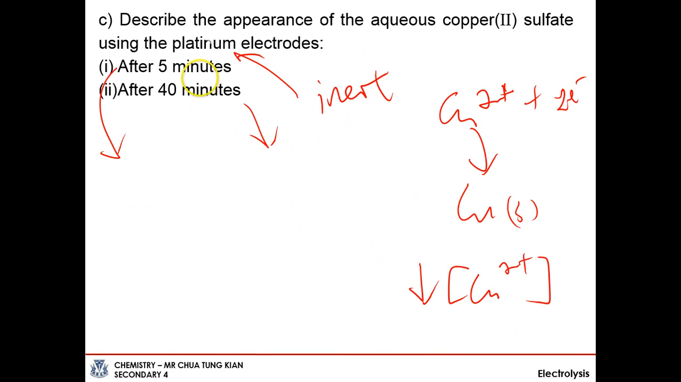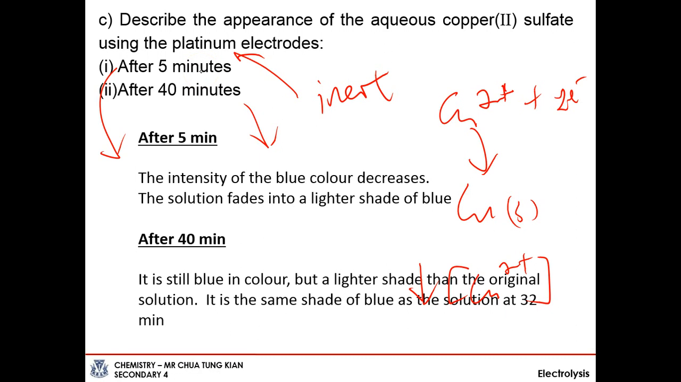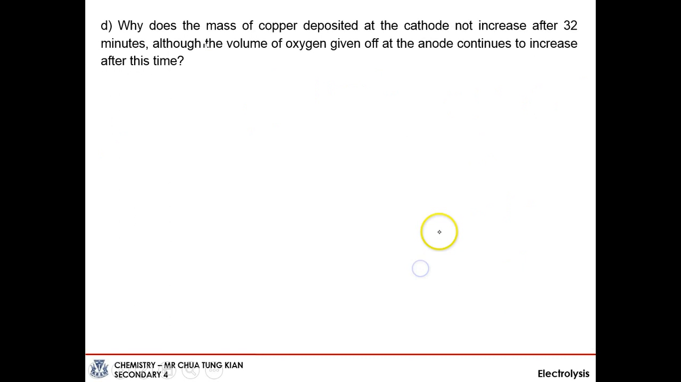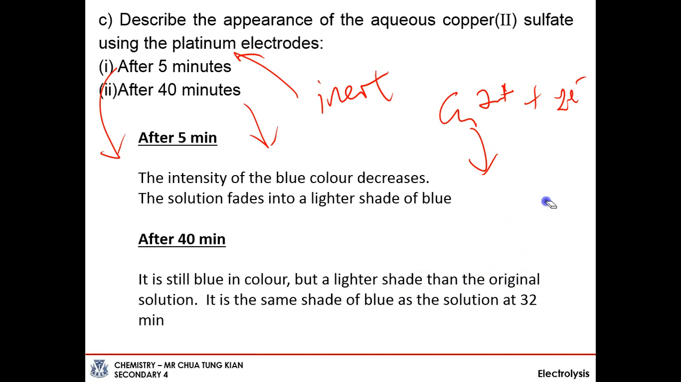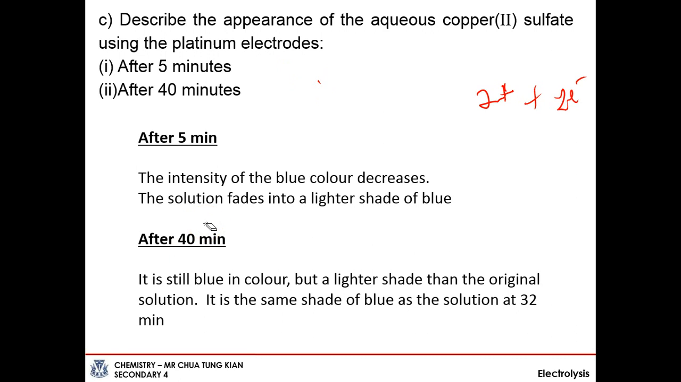So at 5 minutes, it will be a lighter shade of blue. And at 40 minutes, it is still blue, but again a lighter shade of blue than the original solution. But we know that it is the same shade of blue as the solution at 32 minutes, because from the 32-minute mark onwards, there was no more additional copper deposited on the electrode. Okay, so this part, please look through again if you're not very clear. Rewind the video and watch again.